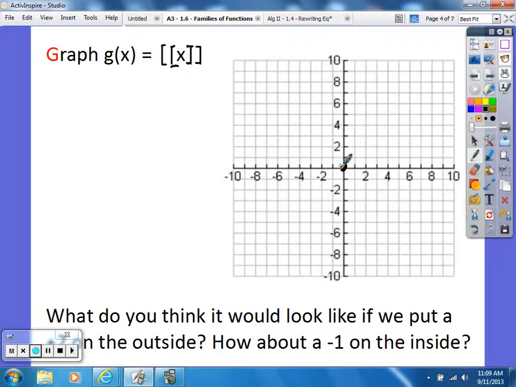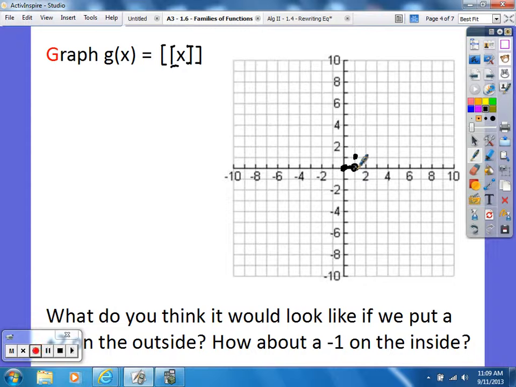Now, what about 1? So at 1, I'm at 1. But notice the whole way up to 1, I was at 0, wasn't I? Now, the way I show that I don't include 1 is I put an open circle right there. So I've got a closed circle, and then I've got the open circle right there.